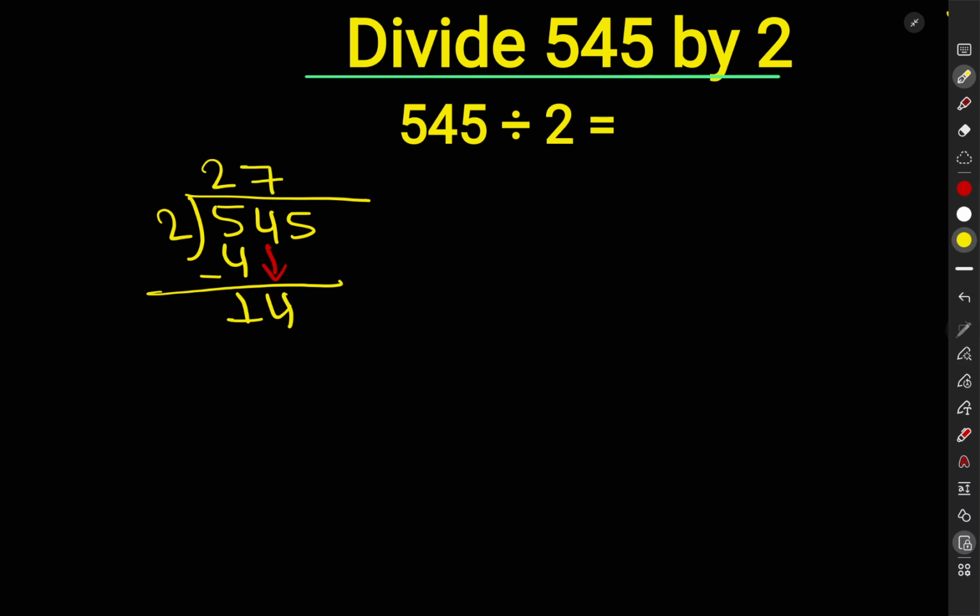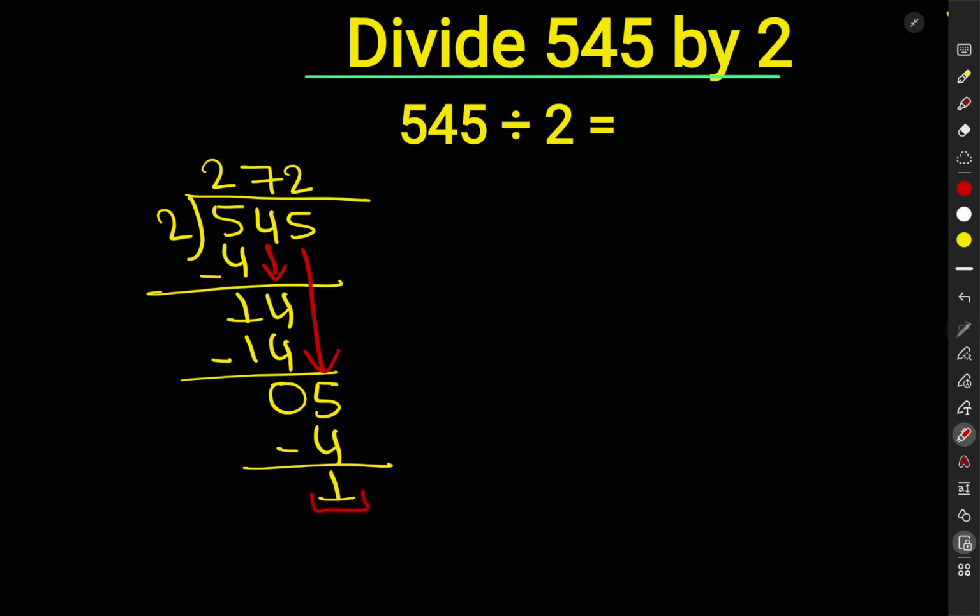2 times 7 is 14. On subtracting, we get 0. So again we put down this 5 and 2 times 2 is 4. On subtracting, we get 1. So now this 1 is less than 2 and there is no other number to put it down.